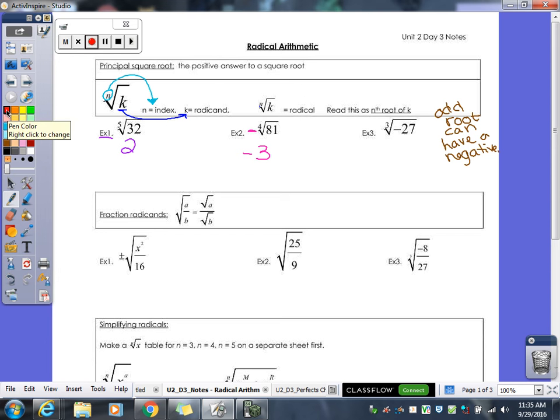So I know 27 is a perfect cube. What would be the cube root of 27? 3. But because it's negative, that means my answer would just be negative 3. Like back here at example 1, if I wanted the 5th root of negative 32, that would be a negative 2. An odd root, I can actually take the root of it when it's negative.